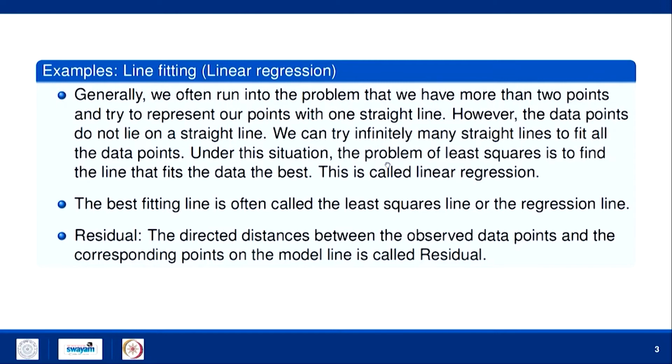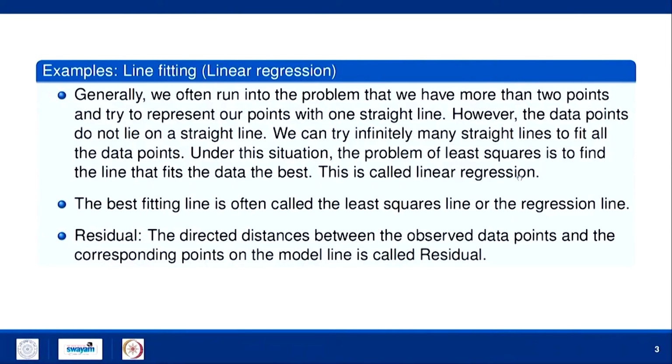Under this situation, the problem of least square is to find the line that fits the data the best. Here best means having the minimum residual error. This is called linear regression. The best fitting line is often called the least square line or the regression line, and based on that we say for an overdetermined system the solution is the least square approximation solution.